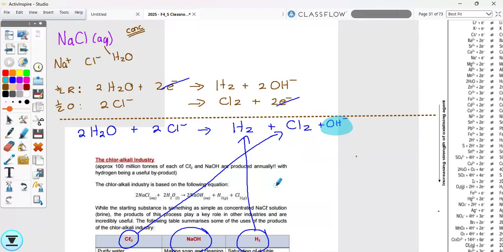Remember what we started with? We started with NaCl. The Na ions didn't react, but they're still there. They're swimming around watching this whole situation because they're spectators. But now, because they are positive ions, what will they do with the negative ion? Attract. So those are the only ions left, so those two ions will attract each other. And that's where the third product, the NaOH, comes from.